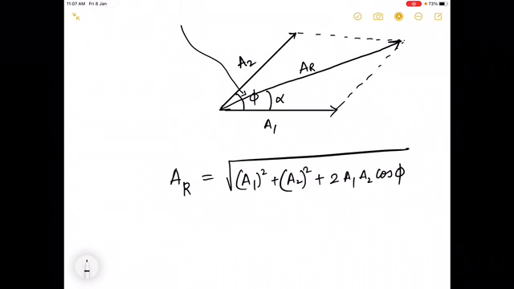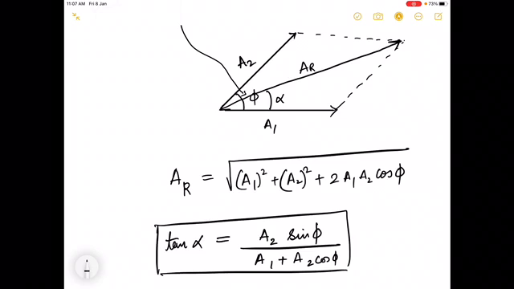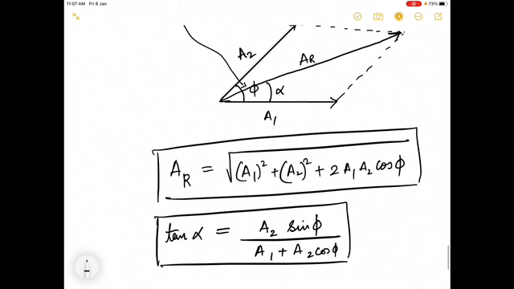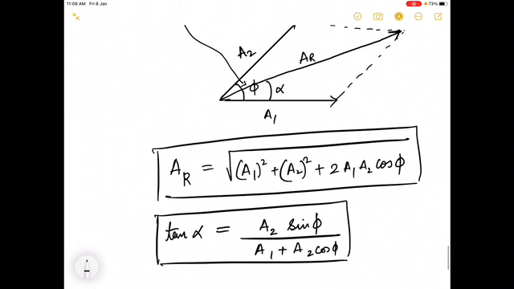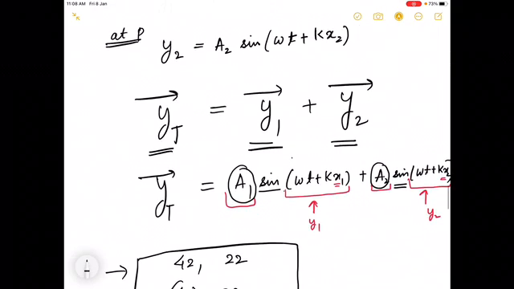What about the alpha? I hope that is also something everybody remembers. Tan alpha is equal to A2 sine phi divided by A1 plus A2 cos phi. That is how we are supposed to find our angle, and this is the magnitude here. If everybody agrees, now we have to find out how our resultant is going to behave. So this was the equation.